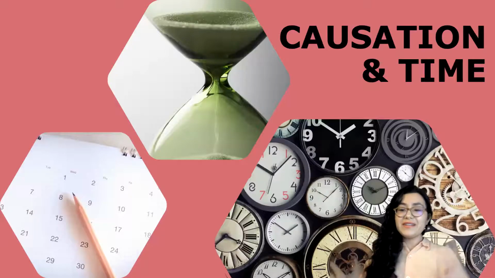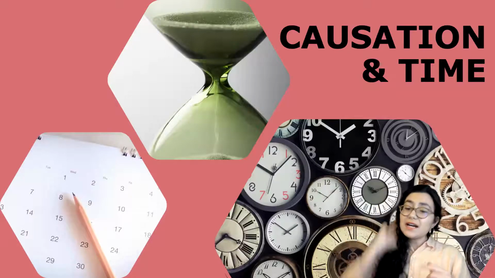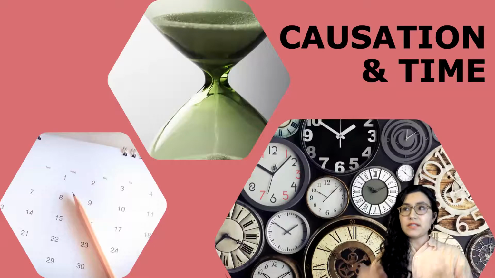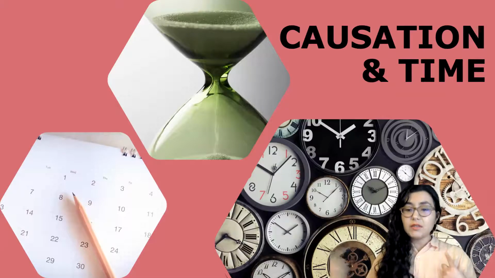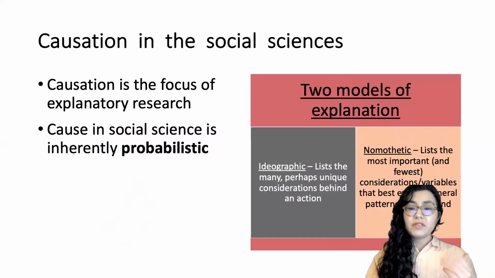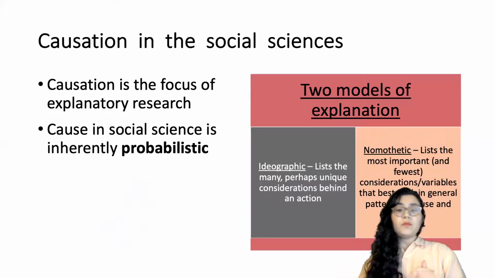Alrighty, so before we get into experiments, we're going to talk about time and causation, because experiments are often the design method we use to reduce bias, and therefore we're able to say that something definitively causes something else. And when we're talking about causing something, we need to think about time in relation to the independent and dependent variable. So this is sort of a primer.